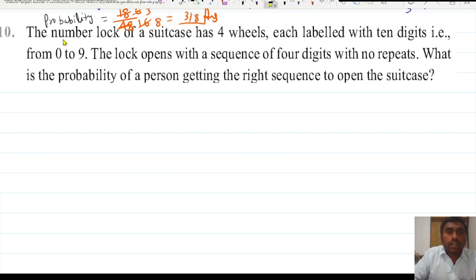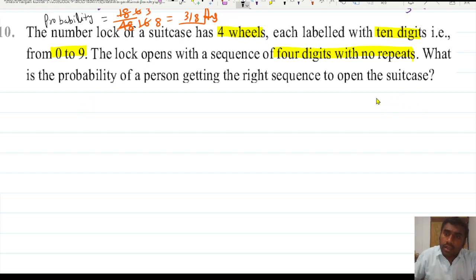In this question, the number lock of a suitcase has 4 wheels, right? So 10 digits are there, from 0 to 9. The lock opens with a sequence of 4 digit number with no repeats. So no digit will be repeated. So what is the probability that a person gets the right sequence to open the suitcase? Okay, so see here, this is the question.